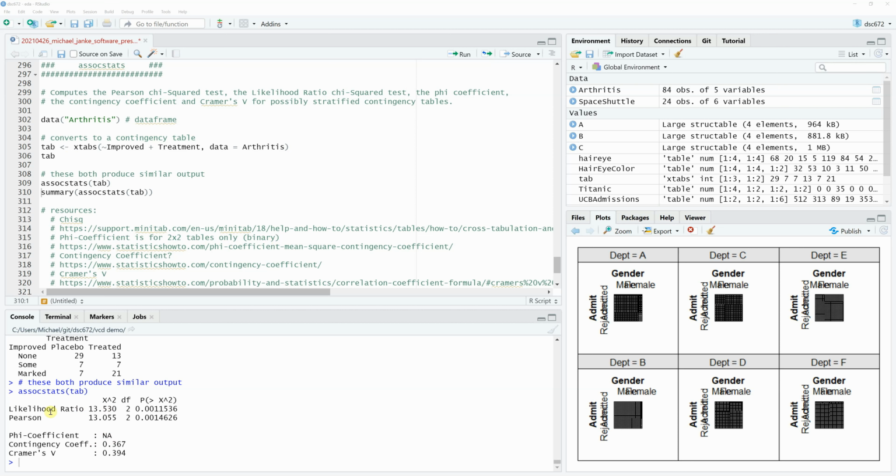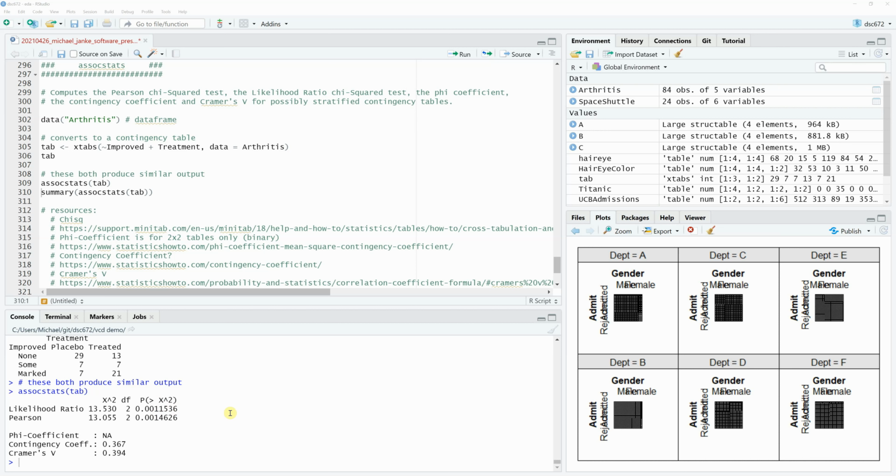So we're getting two chi-squared outputs here, likelihood ratio and Pearson coefficient. Both are essentially the same. What we're really interested in here are the p-values for these two statistics, and they're both below 0.05, which means it's significant, which means we reject the null hypothesis of independence in this case.